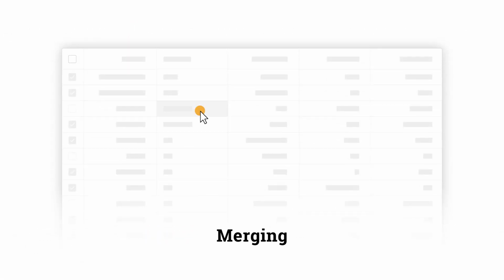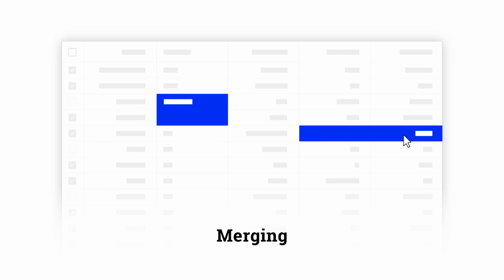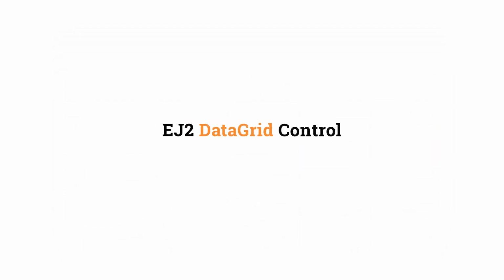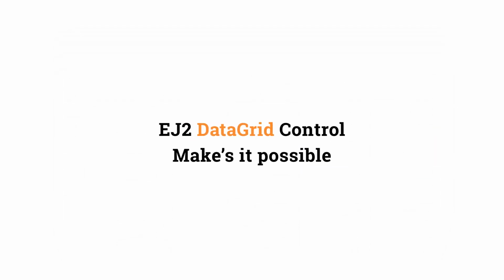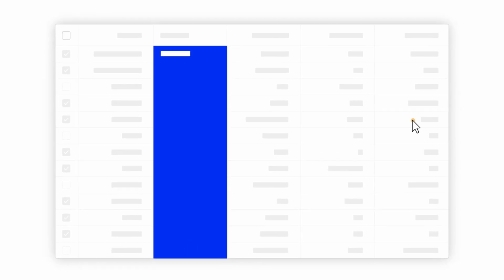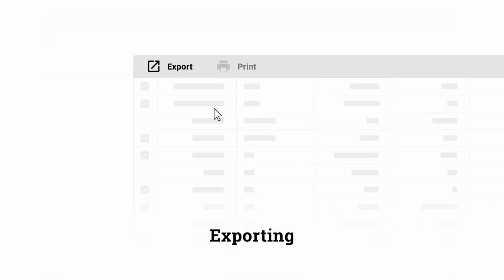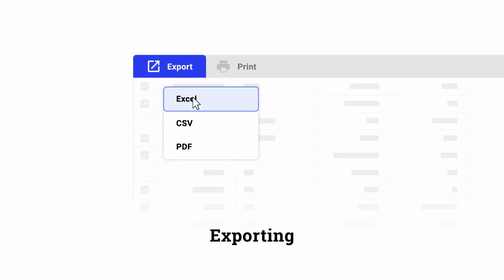Are you looking to merge one or more adjacent cells to display the same value on the merge cell? Well, the EJ2 data grid control makes it possible. And not just that, you can also merge the rows and columns. Export your grid records either in Excel, CSV, or PDF file formats.